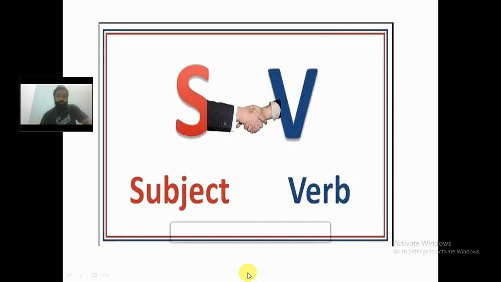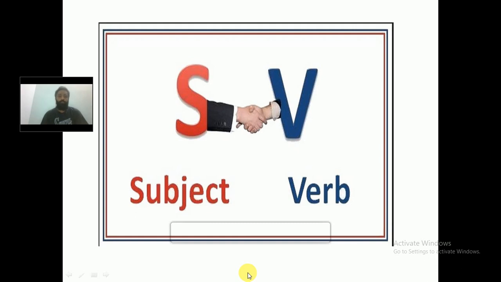We have completed one part of the English grammar, that is, the usages of three tenses. We have completed the usages of present tense, past tense, and the future tense. I hope you are clear with all those notes that I have given to you. Now, we move on to the second part of the grammar, that is, the agreement between subject and the verb. This is an important topic which you must be very clear with.